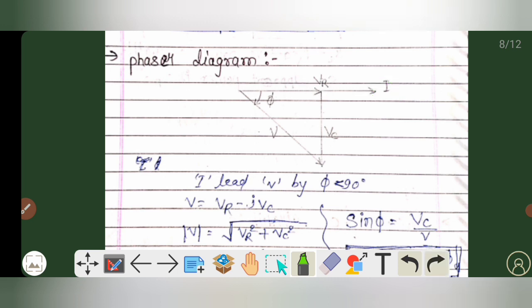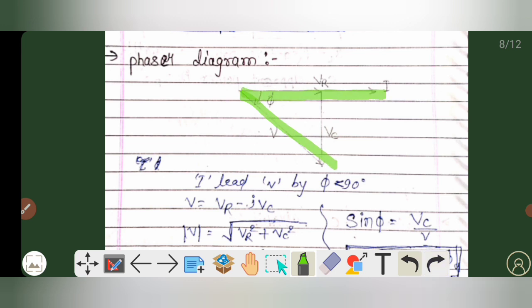Now, as we know, the voltage across the capacitor is denoted by VC, and we also know that the voltage across the capacitor lags the current by 90 degrees. So this is the current, and the voltage across the capacitor will lag by 90 degrees. This is the voltage across the capacitor. If we draw the equivalent voltage, this is the equivalent voltage and this is the equivalent current.